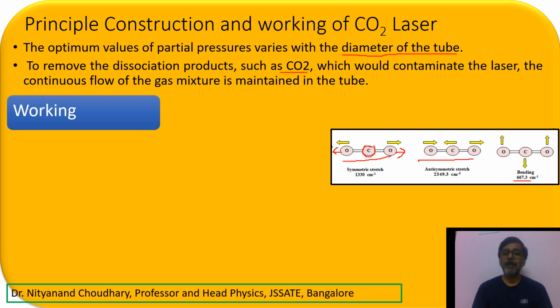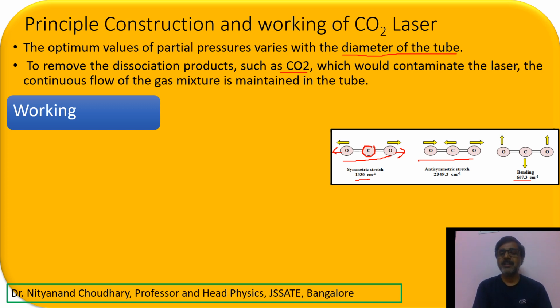So here, depending upon the bonds and the mass of the carbon and oxygen, we have three types, and all three types will have different values of energy. So here you have nearly 1300 per centimeter. This is your value of the energy.